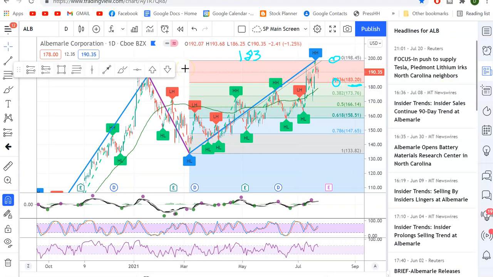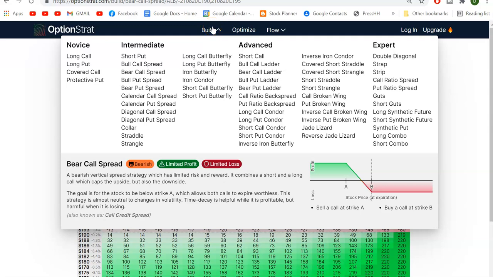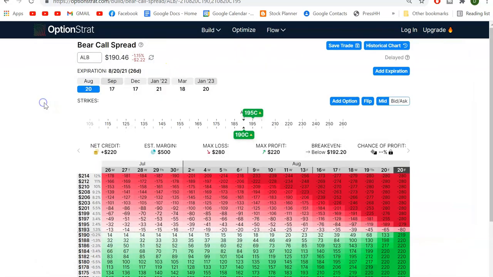I'd like to do this trade, but there's another way, and that's with options. And what I would like to say is that in 18 days or sooner, this price will be below 190, somewhere in here. Let's take a look at that trade. There's a tool out there, it's free, it's called Option Strat. It's very neat. You can build all kinds of strategies. We're going to use a bear call spread, which is an option strategy saying, hey, look, as long as it stays below 190, I win.